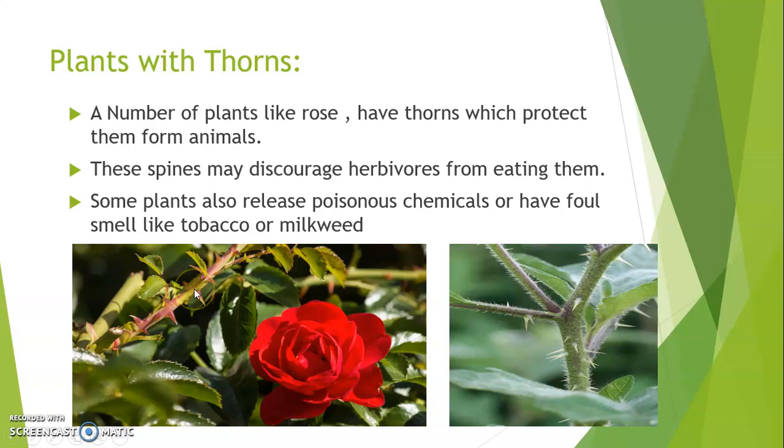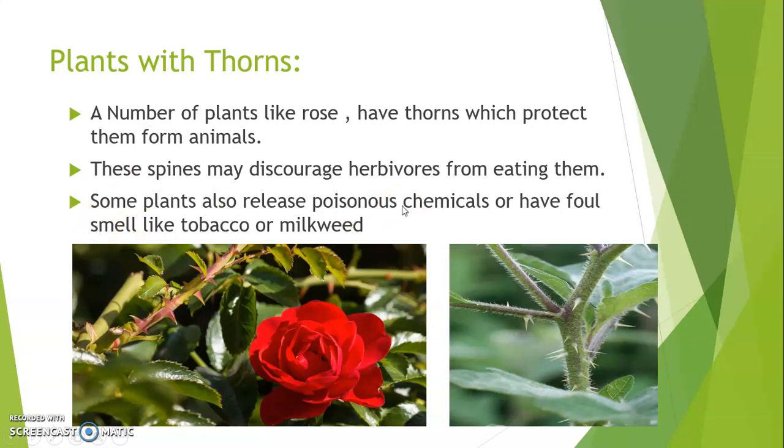There are other plants also, like this is the tobacco plant. It also has the spines or the thorns in the stem of the plant. So these spines may discourage the herbivores from eating them. Some plants also release poisonous chemicals or have a foul smell, like tobacco or milkweed. Milkweed is another kind of small plant which has spines or thorns and also releases some poisonous chemical and gives a foul smell when it gets attacked by the animals.